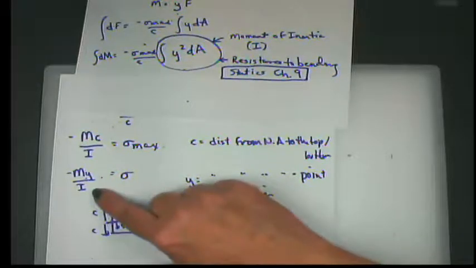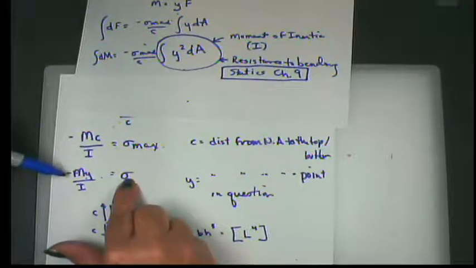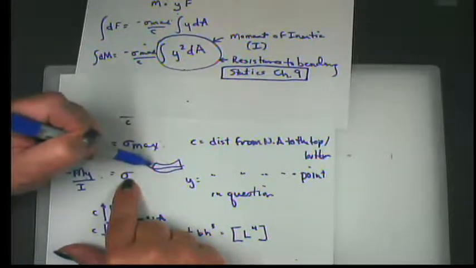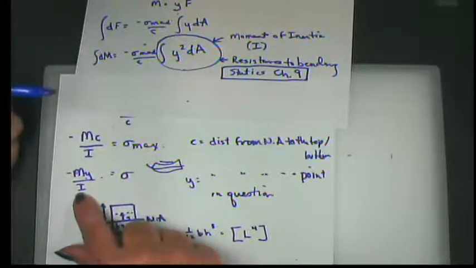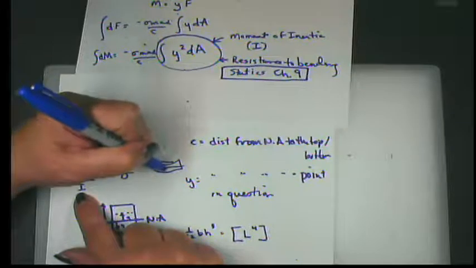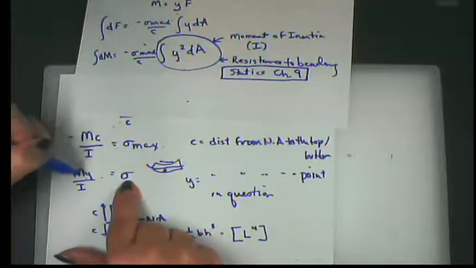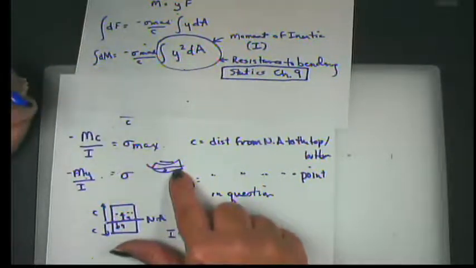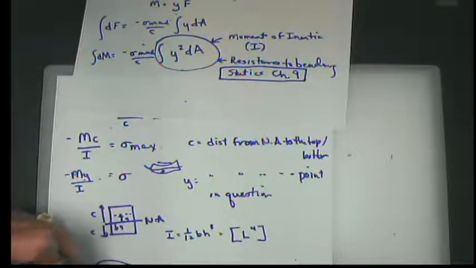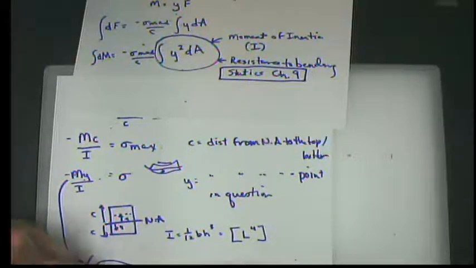So it means if you go back here, positive moment, positive y results in negative sigma, which makes sense because you're looking at compression above that neutral axis, because I is always positive. Positive moment, negative y: negative, negative is positive. That means you're stretching below the neutral axis. And if you have a structural member that's bent the opposite way, this equation works again, because this would be a negative moment.